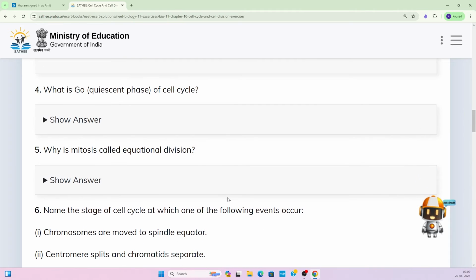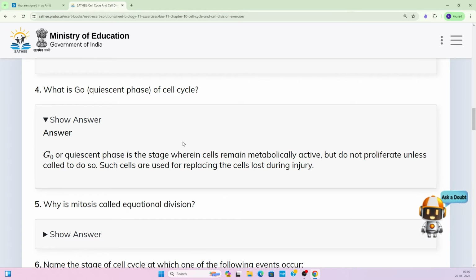So the next question comes here. What is G0 or the quiescent phase of the cell cycle? What is the G0 phase? Let us see. G0 or the quiescent phase is the stage wherein the cells remain metabolically active. All the metabolic activity is taking place inside the cell, but they do not proliferate unless called to do so. The cells never proliferate. Proliferate means divide. They do not get divided in this particular stage, right?